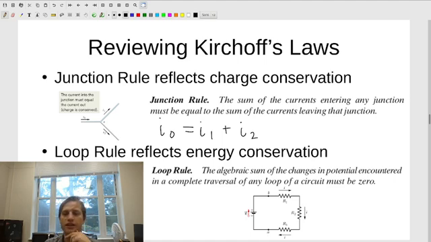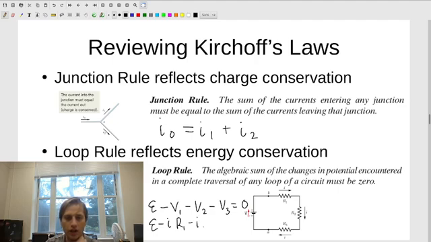And when you translate that into the language of potential differences, it just means that the EMF applied here minus your voltage across V1 minus V2 minus V3 equals 0. And of course, the reason this was useful is that we put this in terms of our current using V equals IR. So by using Kirchhoff's laws and Ohm's law, we can do quite a bit.